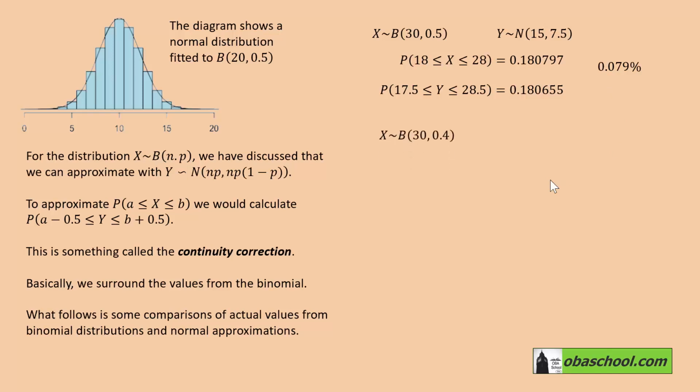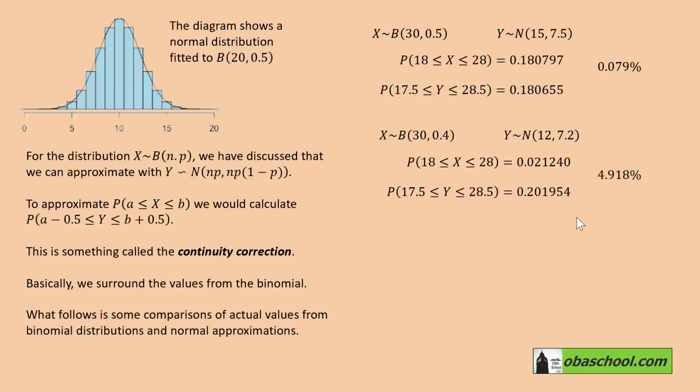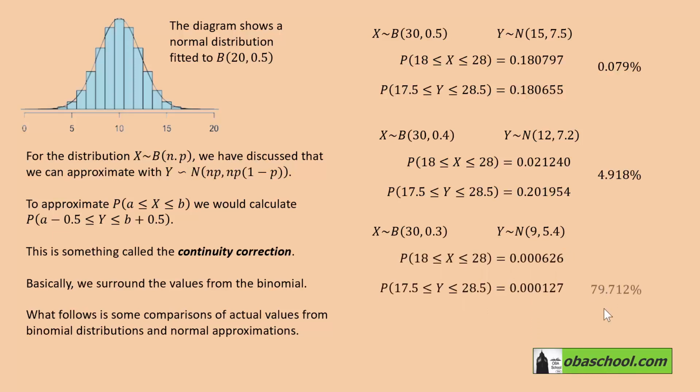However, if we go to 30.4, and of course we need to make the corresponding changes in y, and we work out the same region, we find it's now 4.918%. If we go to 30.3 and make the corresponding changes in y, you'll find that this time it's really not very good at all. It's out by a lot.